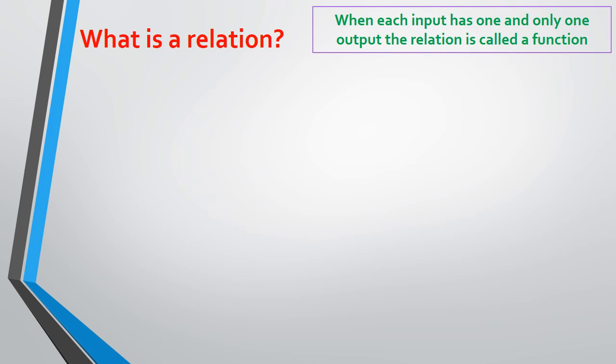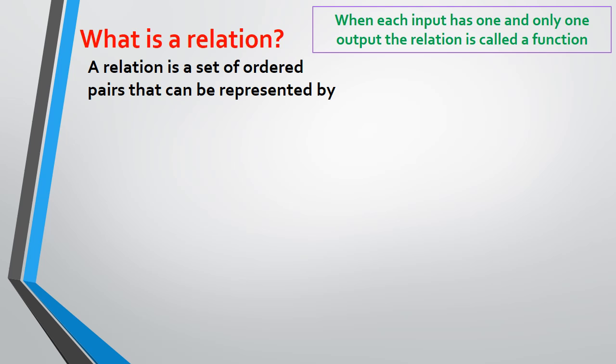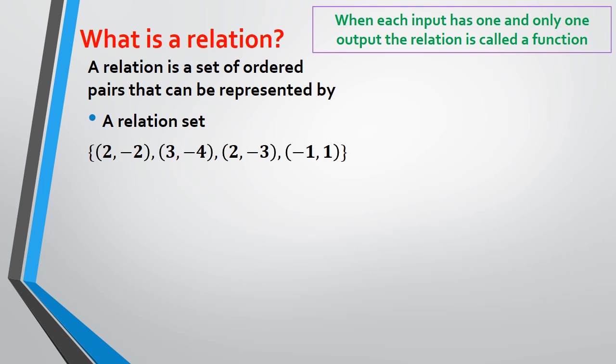Now let's ask ourselves, what is a relation? A relation is a set of ordered pairs that can be represented in many ways. A relation can be represented by a relation set. This is an example of a relation set where we have points of inputs and outputs.